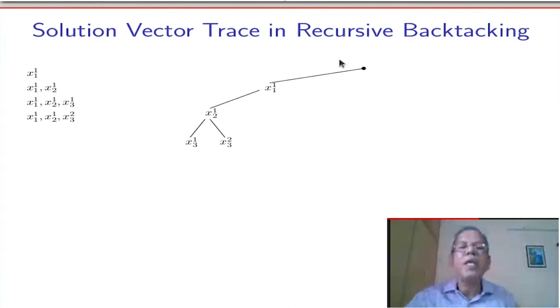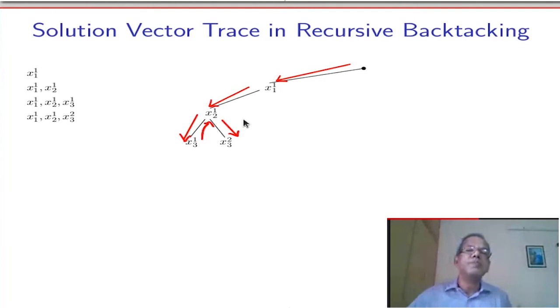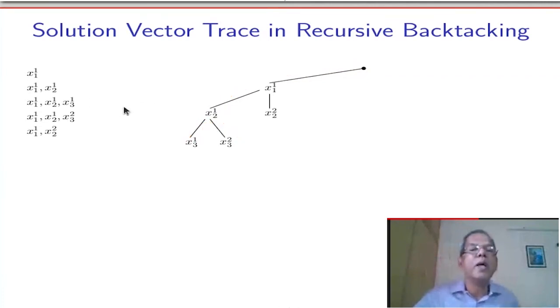Therefore, what we actually have done is we went up and came back here. This is again a complete vector. Suppose it is not a solution, then we have to backtrack again. How do we backtrack? We have tried all possible values for x3, x31 and x32. Therefore, we have to try another value for x21. Is there another value? Yes, there is x22.